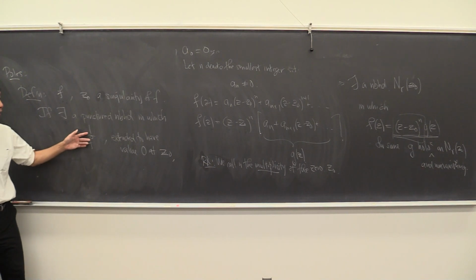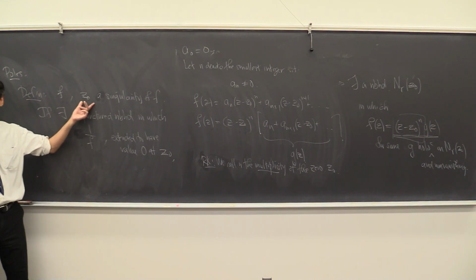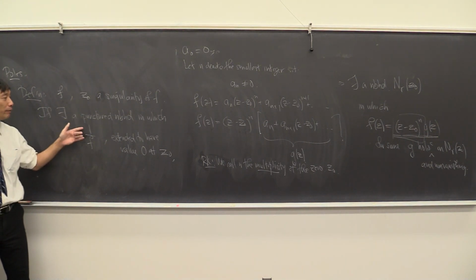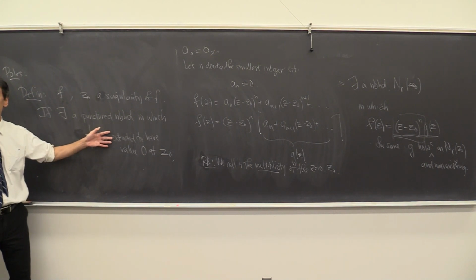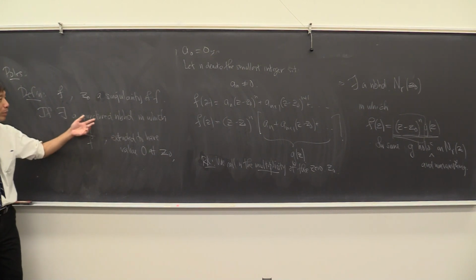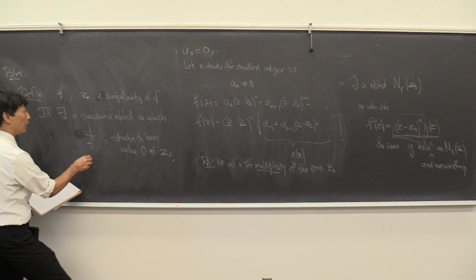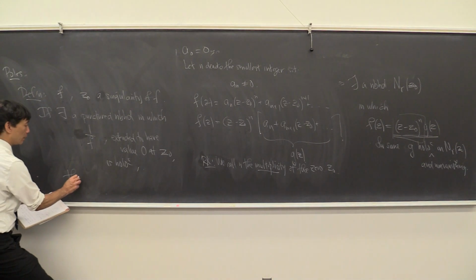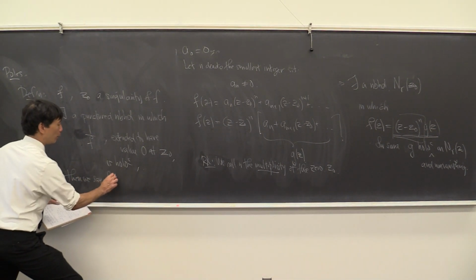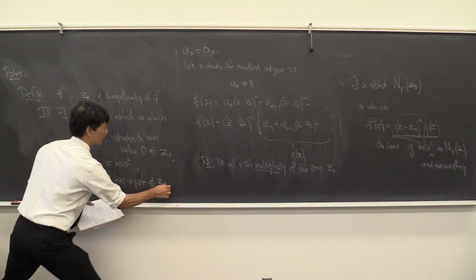So you take the function 1 over f. It's not defined at z naught because f is undefined at z naught. But you extend it to have the value 0 at z naught. And then if there's a punctured neighborhood in which that extended reciprocal function is holomorphic, then we say f has a pole at z naught.